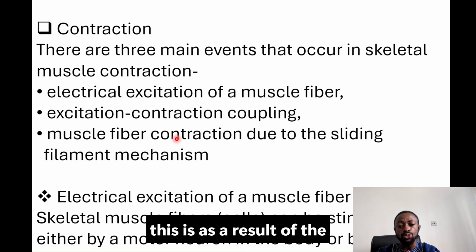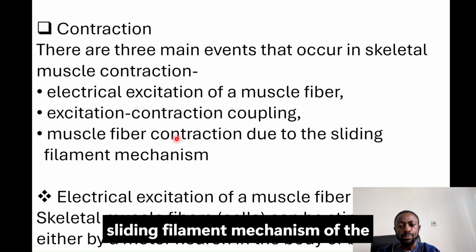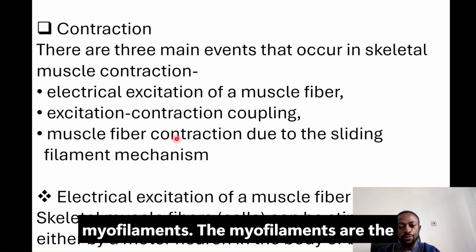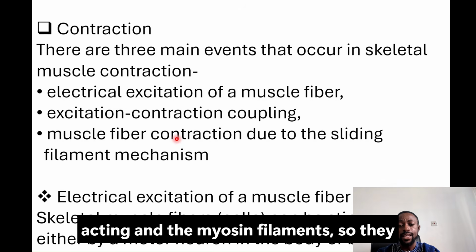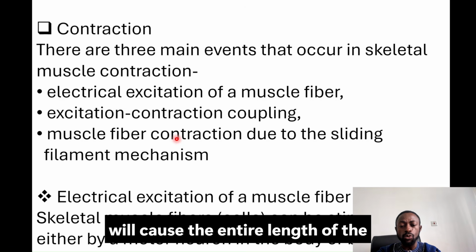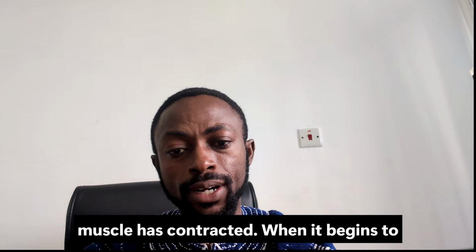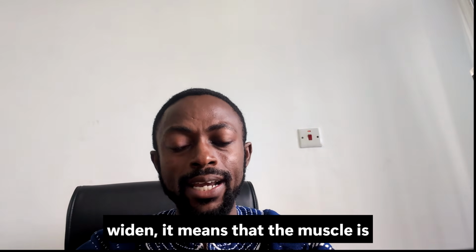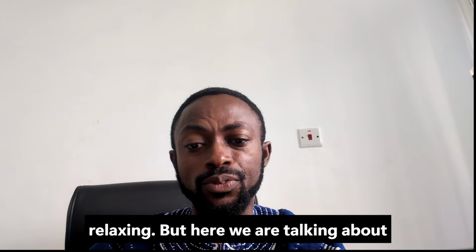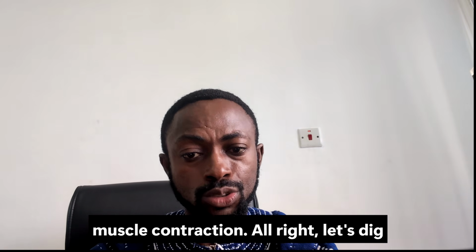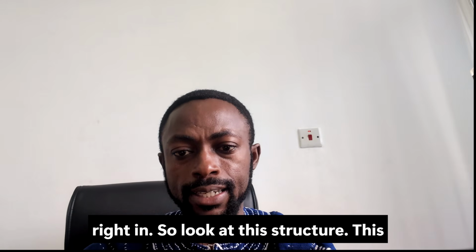And this is as a result of the sliding filament mechanism of the myofilaments. The myofilaments are the actin and the myosin filaments. So they will cause the entire length of the muscle fiber to shorten. When it shortens, then the muscle has contracted. When it begins to widen, it means that the muscle is relaxing. But here we are talking about muscle contraction. All right, let's dig right in.